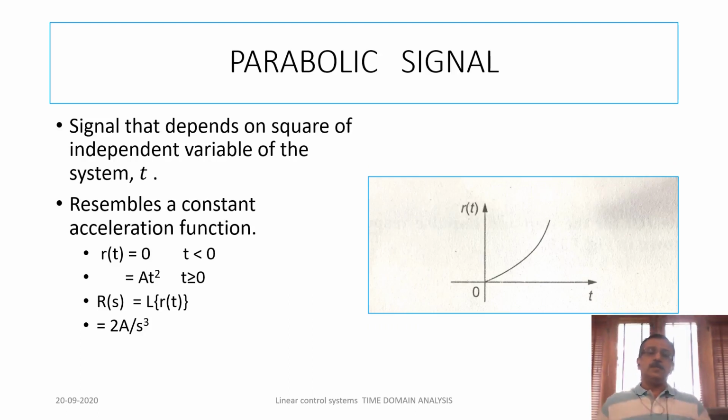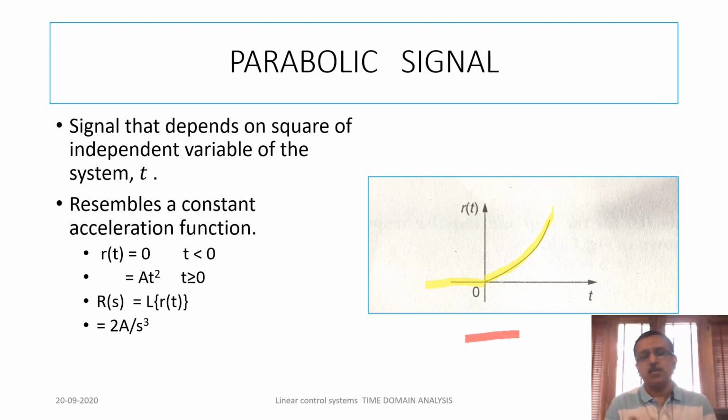Another signal which is of interest is parabolic signal. You can see the parabolic signal here. So what is happening to the signal? The signal is as t increases, it is not increasing linearly, it is increasing at a faster rate. So it is given as R of t is equal to 0 for t less than 0. It's very straightforward, okay, there is nothing to explain here. R of t is equal to 0 for t less than 0, and it is equal to A t square when t is greater than 0.